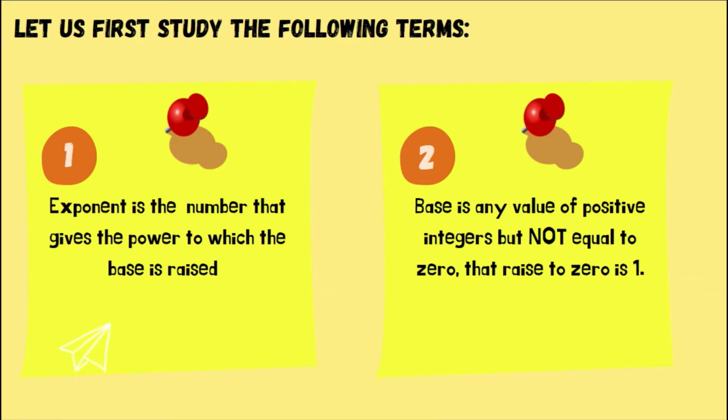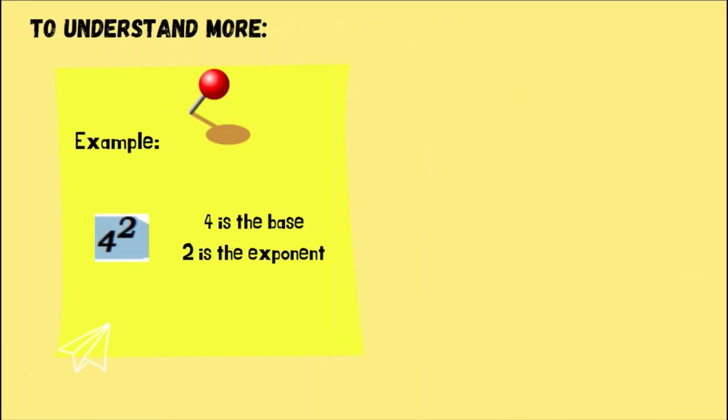So we will be talking today about exponent and base, exponential form and expanded form of this number. Okay, to understand it well, let us go to the examples. Example number 1. 4 raised to 2, where 4 is the base and 2 is the exponent.